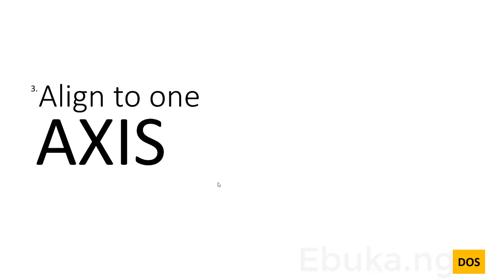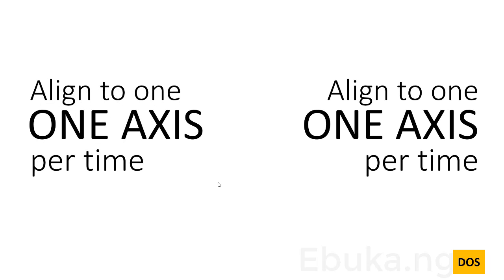Now another one, align to one axis. Don't align to several axes at the same time. Always align to one axis. Like you can see, this is left aligned, while this is right aligned. So always align to one axis per time. This is like your alignment principle in principles of design. So always align to one axis per time.